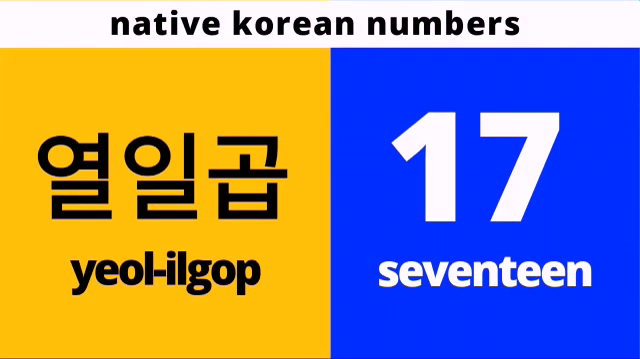Next, the native Korean translation of 17 is YOL 일곱. YOL is equal to 10 and 일곱 is equal to 7. 10 plus 7 is 17. That is why YOL 일곱 is 17.